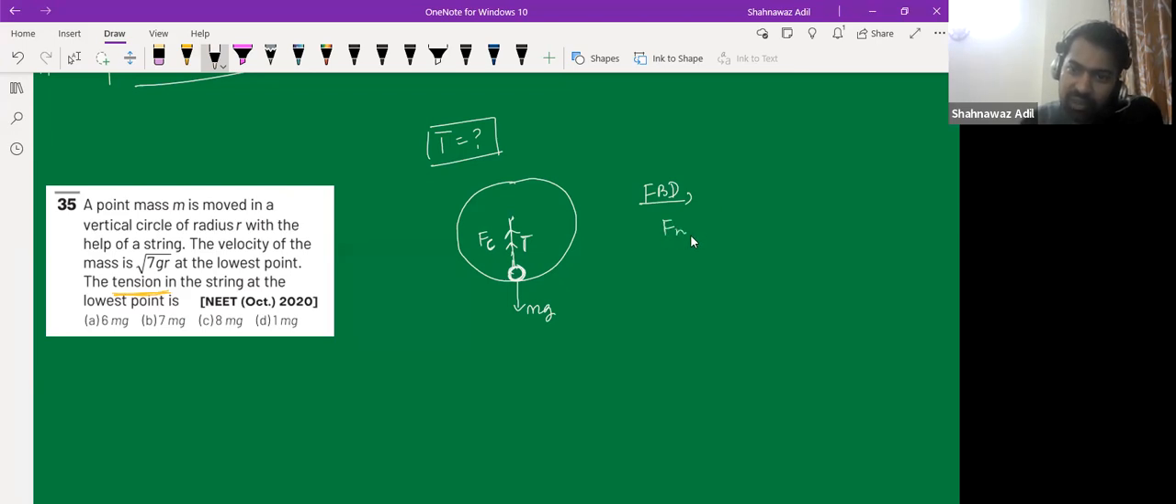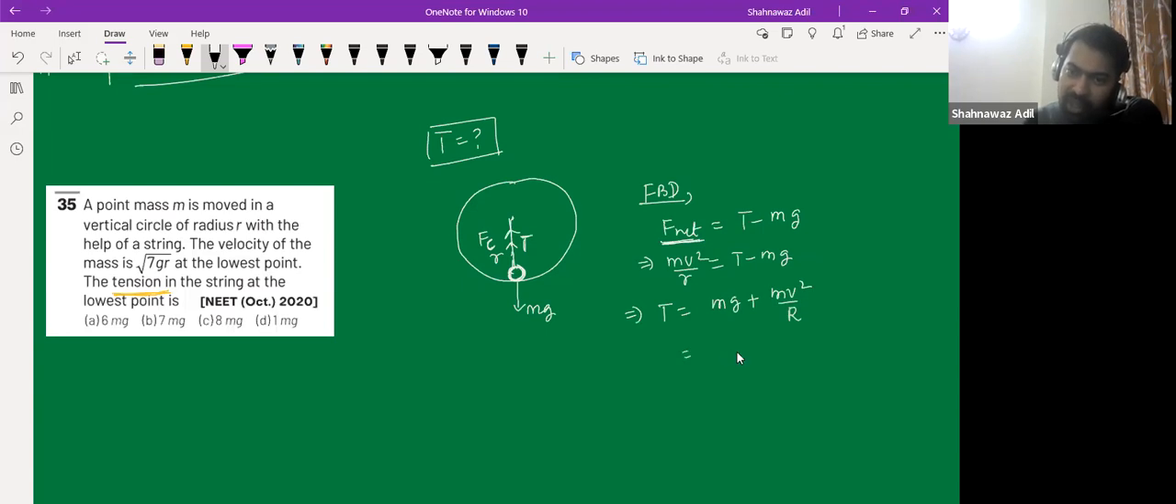So F net would be T minus mg, right? Yes, sir. And we know that this F net is due to the centripetal acceleration, so that is mv square by r, the small r. So we will use small r, and this is T minus mg. So tension would be how much? This goes over there, so mg plus mv square by r.